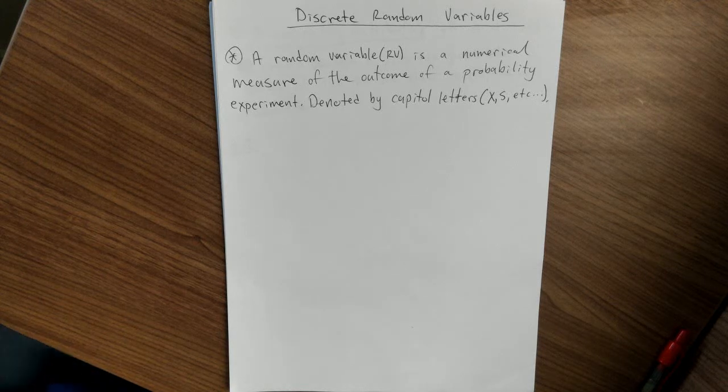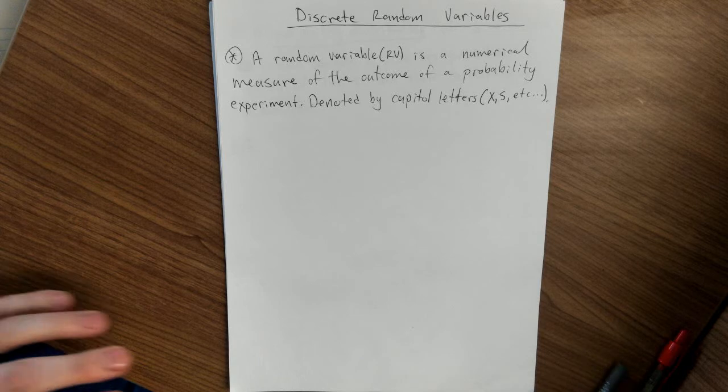Here we're going to talk about discrete random variables. And so I went ahead and wrote the definition here, so go ahead and pause and write it down. I'm going to continue reading it. A random variable, RV, which I'll start calling it RV more often. So RV means random variable. A RV is a numerical measure of the outcome of a probability experiment denoted by capital letters X, S, A, B, etc. Any capital letter you want it to be, we can use that here.